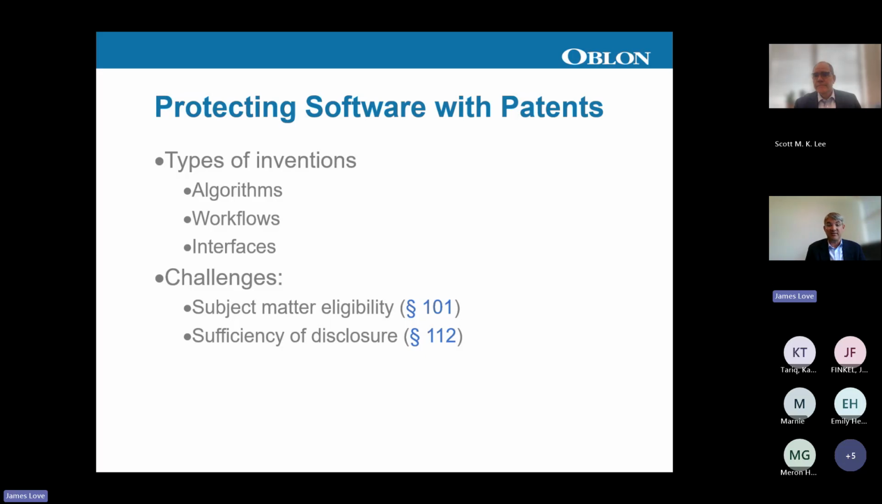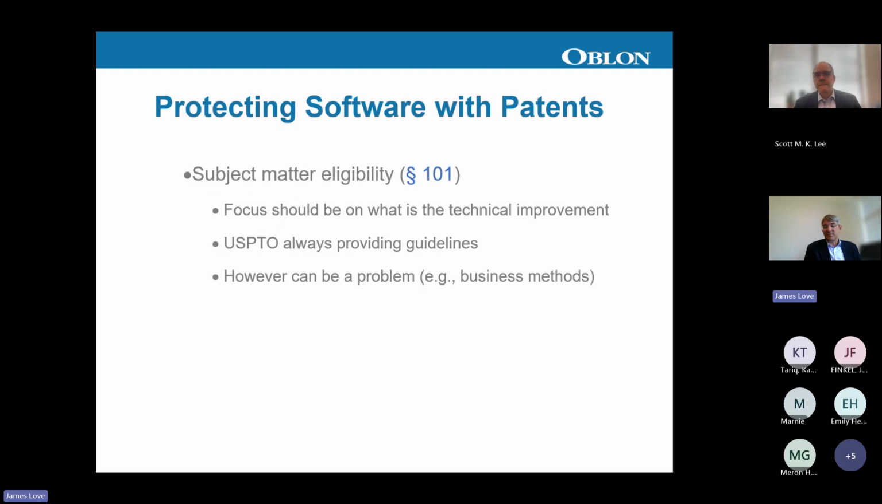And those are subject matter eligibility. You've maybe heard of it: 101, Alice, abstract ideas. These are the things that are sometimes difficult in protecting software. And then, of course, sufficiency of disclosure, right? Have you described the software in enough detail that the patent office believes that you actually have possession of the invention?